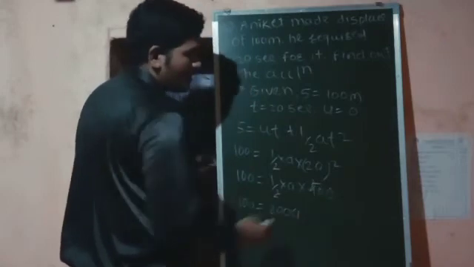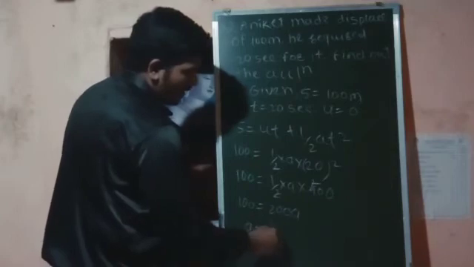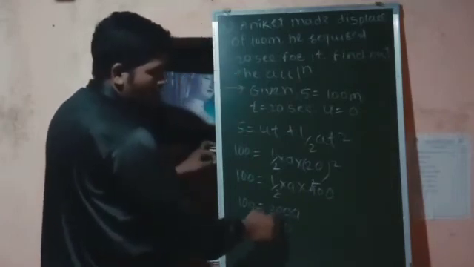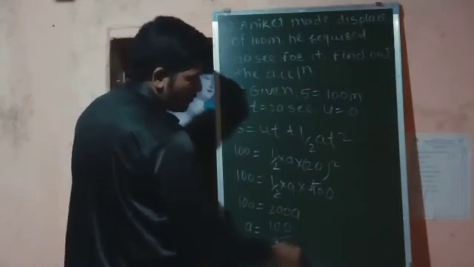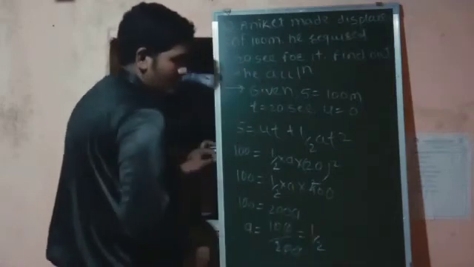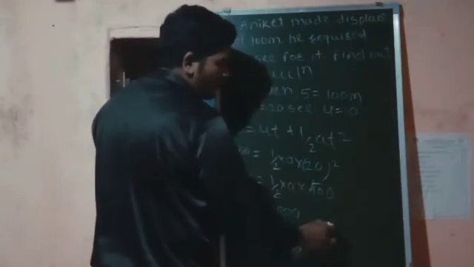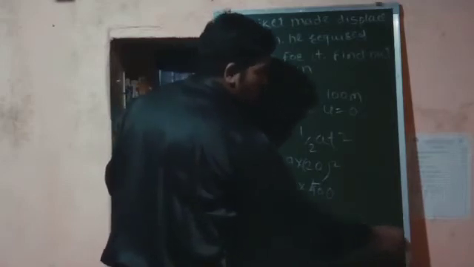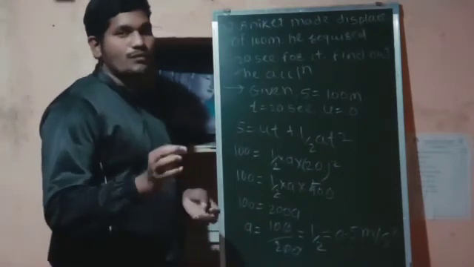This a will be multiplied with this 200. Now a is equal to 100 divided by 200, with the 200 in the denominator. So the 0 will get cancelled and it will be half. If we have to write it in decimal, we can write 0.5 meter per second square is the answer of this problem. I hope you have understood.